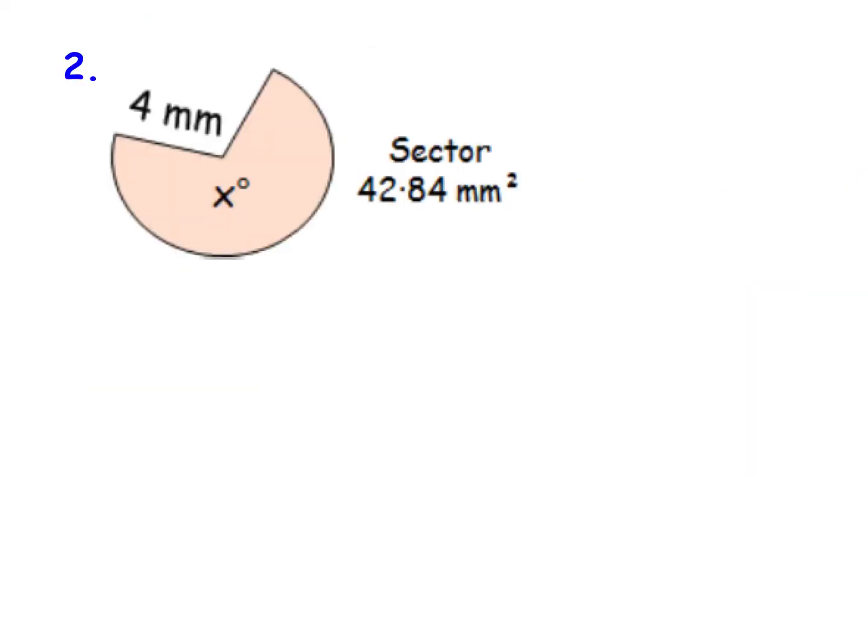Right, let's look at another one. This time we are told the area of the sector and asked to find the angle at the centre. So once again, I'm going to start with my area formula. So area equals angle over 360 times pi r squared at the end. On this, I want to isolate the x. So this is what I'm trying to get on its own.